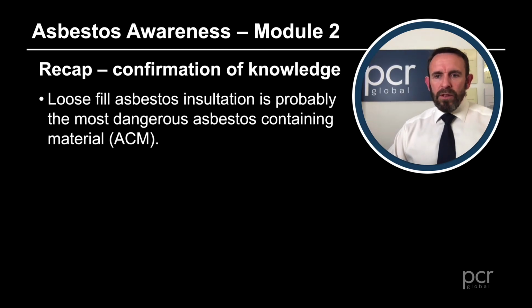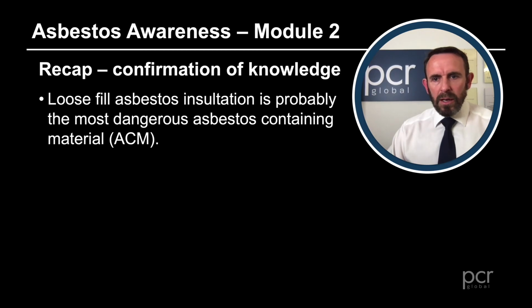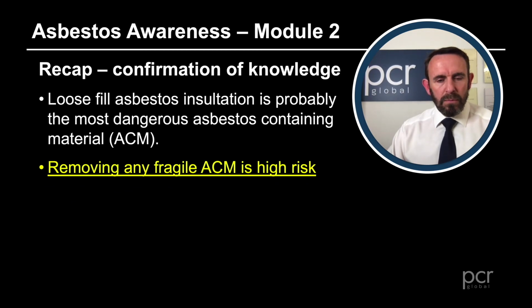And that concludes this slideshow part of Module 2. So just a recap, confirmation of knowledge. Loose fill asbestos insulation is probably the most dangerous asbestos containing material. Again, that's due to the friability and its ability to disperse into the air and then be easily breathed into the lungs. Highlighted in yellow, just in case that comes up in one of the assessment questions. So removing any fragile ACM is high risk. Like we just said about the friability, if it is fragile, then it has the potential to release fibres.